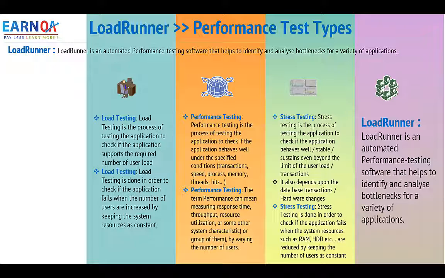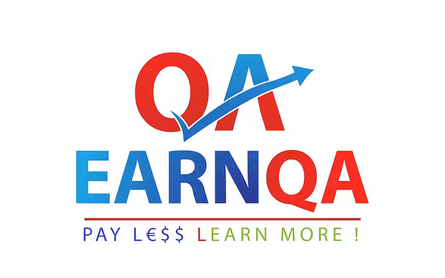LoadRunner is an automated performance testing tool that helps us to validate, analyze, identify, and test a variety of applications, to measure the bottlenecks, the transactions, the user limit, the response time, the process, the speed, the memory, the threads, the throughput, and much more. So this is all about the different testing types that we have with respect to LoadRunner and performance testing. Thank you so much.